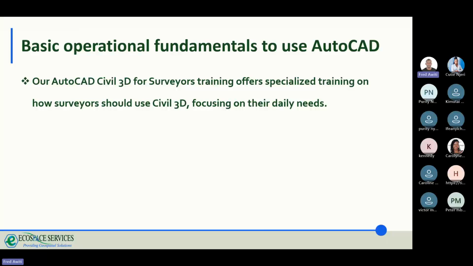So we have a course called AutoCAD Civil 3D for surveyors. In this training, we specialize and focus on training surveyors on how to use AutoCAD to meet their daily needs. We've realized that surveyors use GIS software to process survey work. But there's a reason why we have CAD software. It has not been abolished by the manufacturers. And to make it more interesting, every single year, new versions of this CAD software still come out.